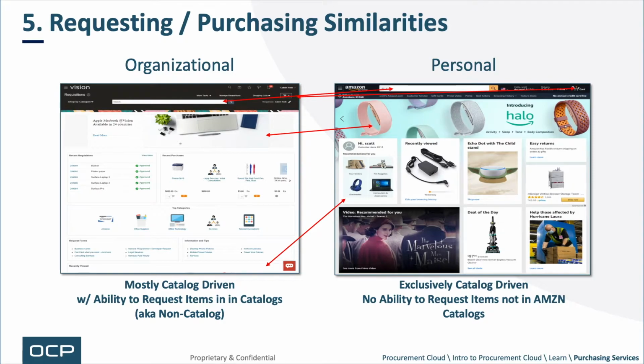So once again, you'll notice that personal is exclusively catalog driven. There's no ability to request items not in Amazon catalogs in this example. And then you'll notice that Fusion can be or is mostly catalog driven, right? That's one of the value propositions of procurement, is that somebody sources something, or a buyer or a category manager. They put it into this great repository of catalogs, and the requesters can purchase it at will without having to run it by sourcing again. It's a little bit of the self-service, or some of the value, if you will, productivity within Fusion Procurement Cloud.